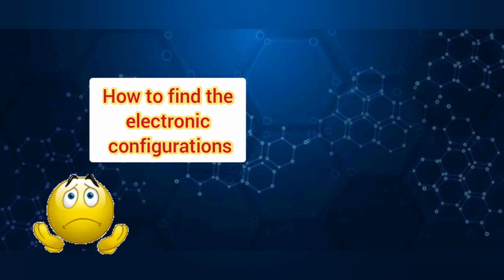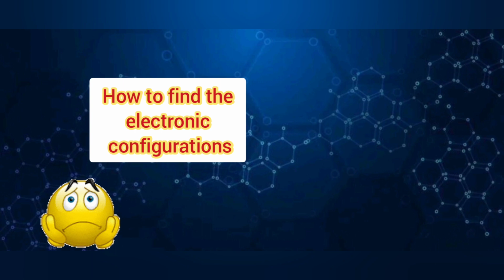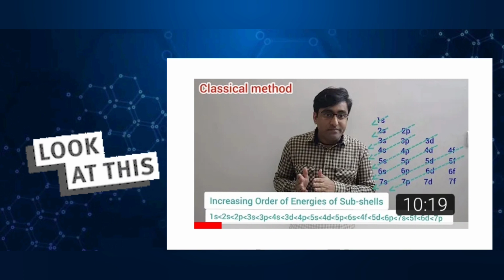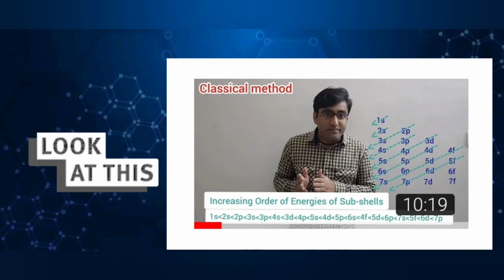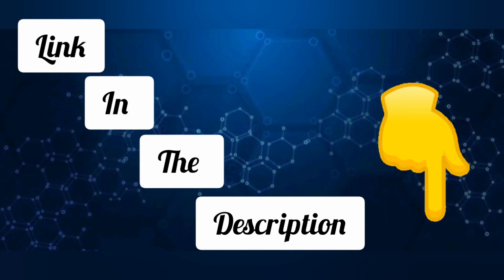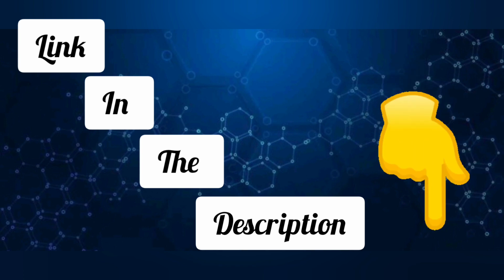So, if you don't know how to find out the electronic configurations of various elements from their atomic number, you can view the video that I have already made on that. The link of that video I will mention in the description below. So go and watch that video first.